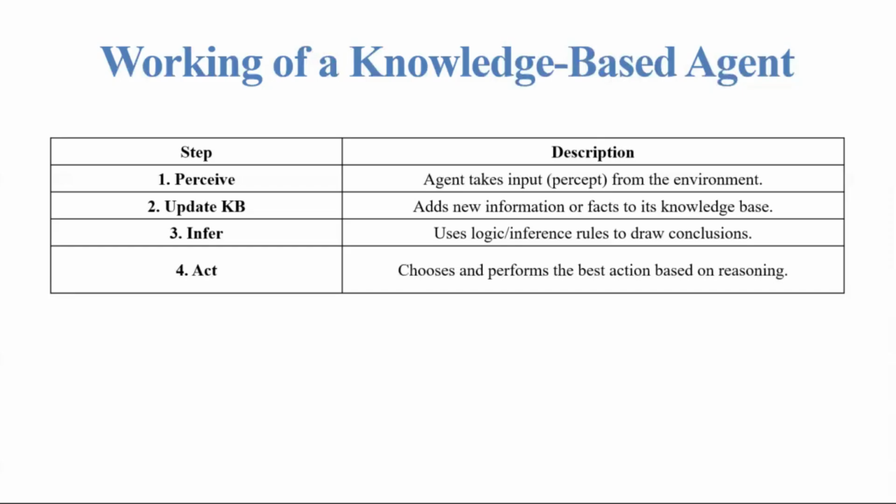The fourth step is to choose an action. After reasoning, the AI decides what action should be taken. This is called action selection. Depending on the situation, the action could be to display a recommendation, send a warning, stop a vehicle, turn on an alarm, or answer the user's question.